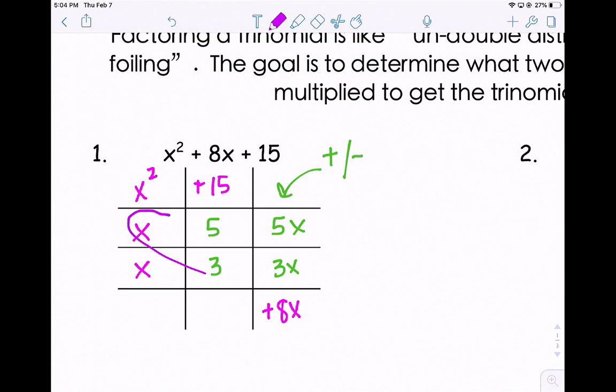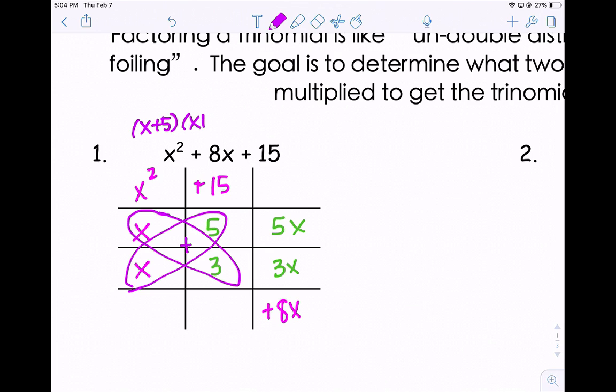So our factors are x plus 3, so this is kind of like a plus sign right there, x plus 3 and x plus 5. So this trinomial here, when we simplified that, we got the two binomials, x plus 5 and x plus 3. So you can either write that up here, or you could write it below it as well, wherever, either one.